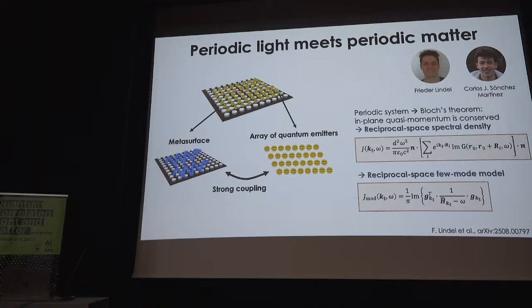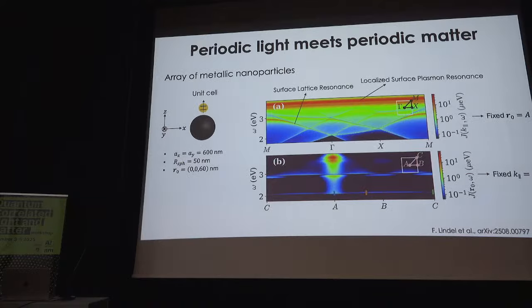And again we can reproduce the full fields of an array of emitters by modeling it with this few-mode model. What we plot here now is for a very simple system of metal spheres, silver in this case, with 600 nanometer spacing and a sphere radius of 50 nanometers, with the emitters sitting just on top.